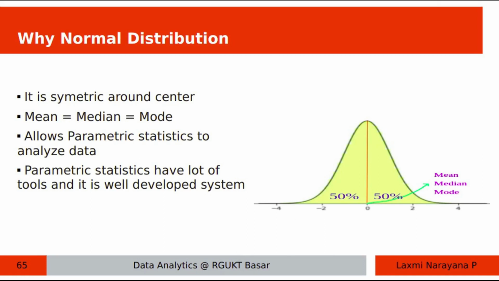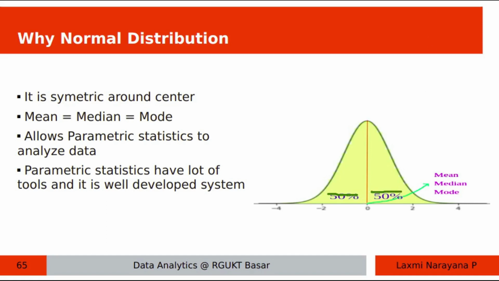Normal distributions are important in statistics and are often used in natural and social sciences to represent real-world valued random variables whose distributions are not known. The importance is particularly due to its special properties. In normal distribution, mean, median, mode will be the same and it is symmetric around the center. Means 50% of values less than mean, 50% of values greater than mean.